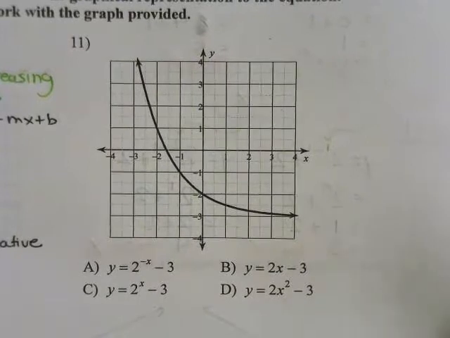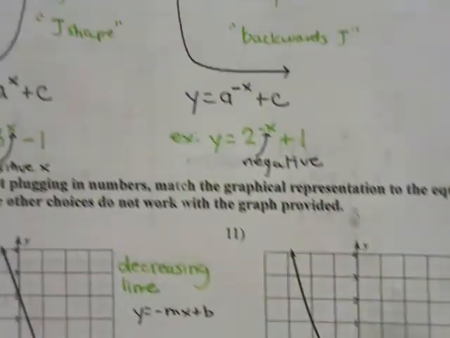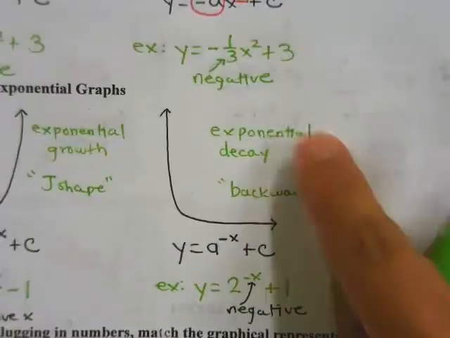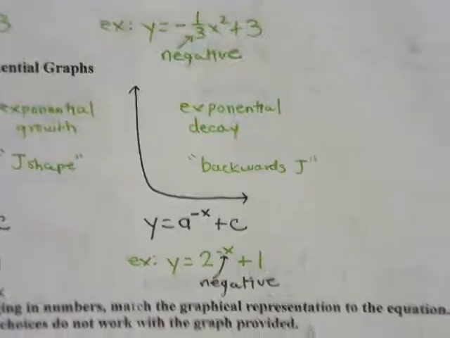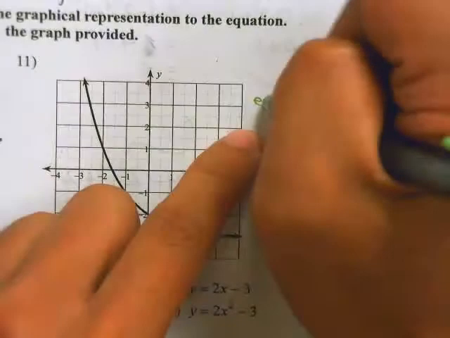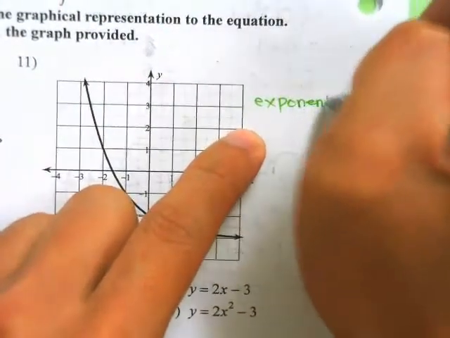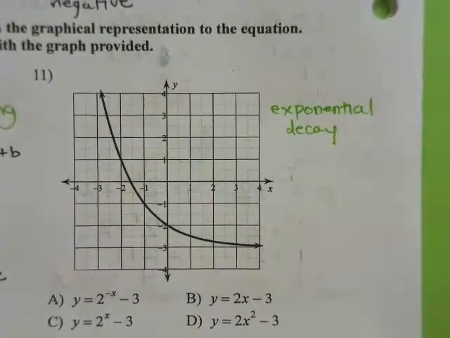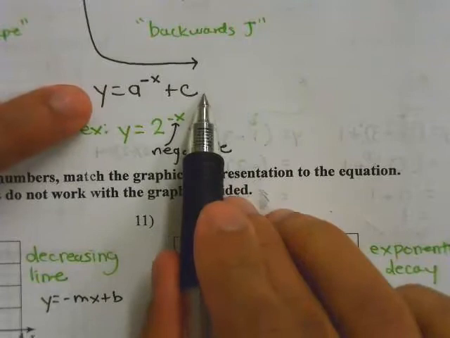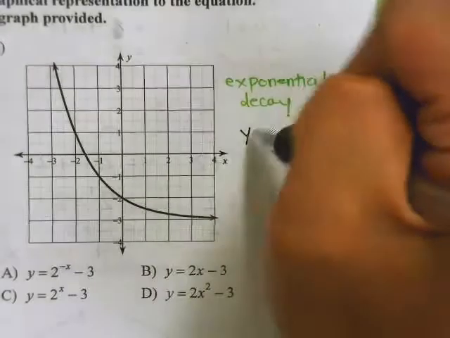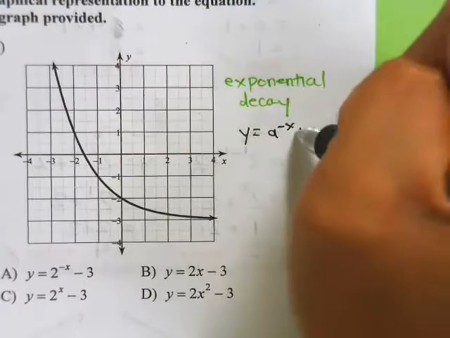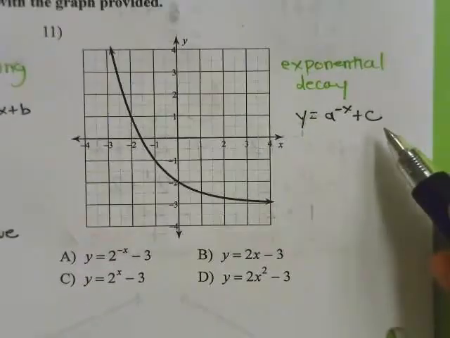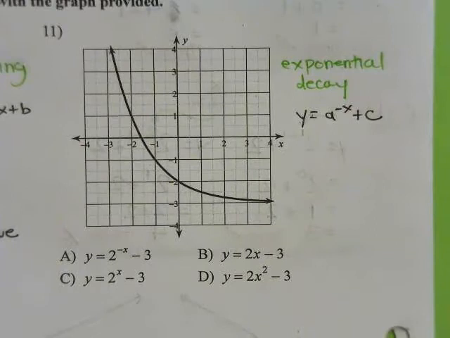So number 11, well, let's take a look at it. I feel like it's a J shape, but it's kind of like a different type of J shape. Yeah, it's not a U because U's look like this. And I think it matches this exponential decay backwards J shape. So I'm going to put exponential decay. And then I'm going to put the equation that kind of has that structure. The structure equation is this one over here: y equals a to the negative x plus c. So I'm trying to look for an equation that kind of looks like that structure.